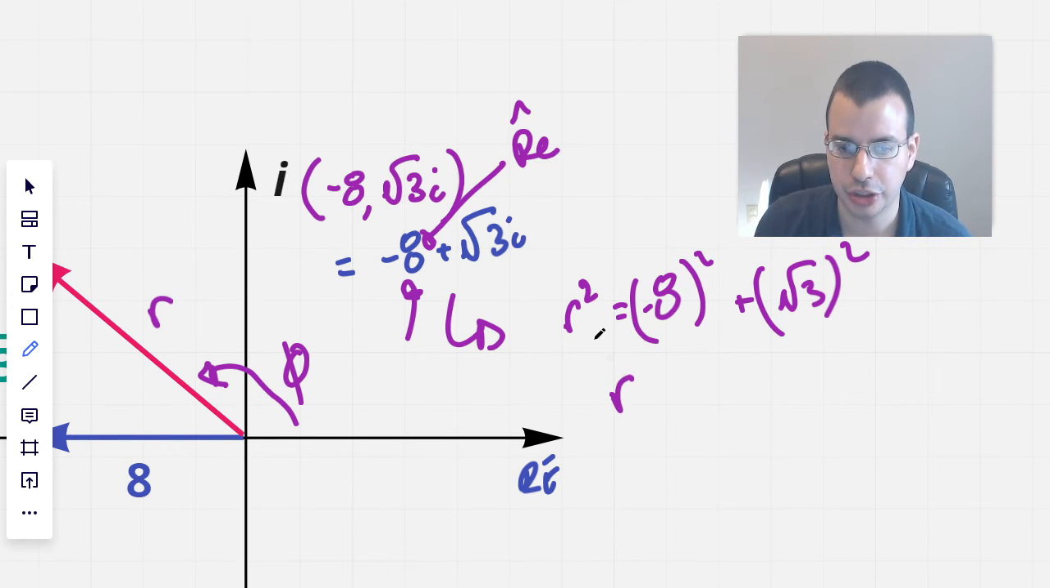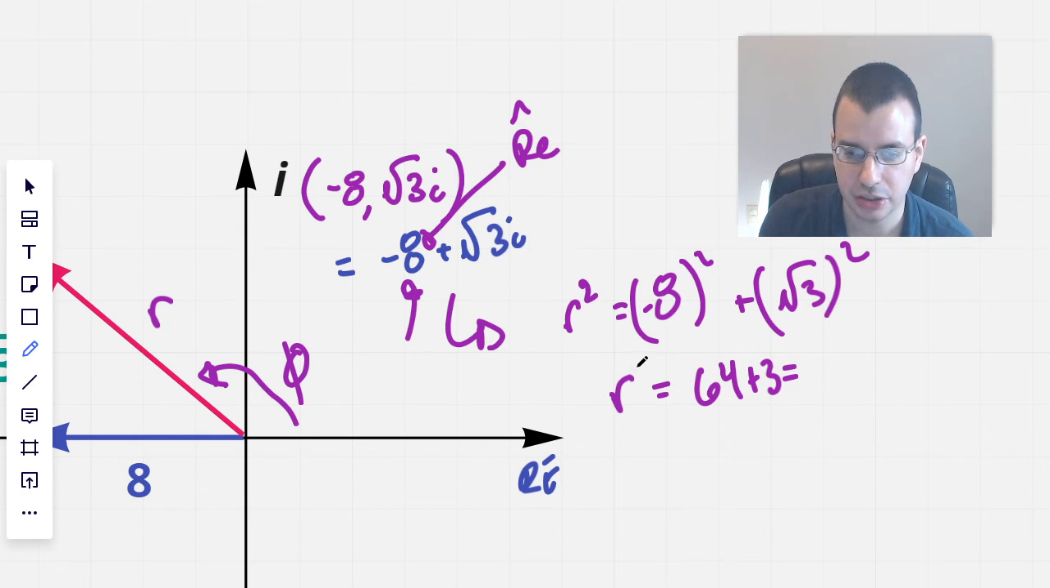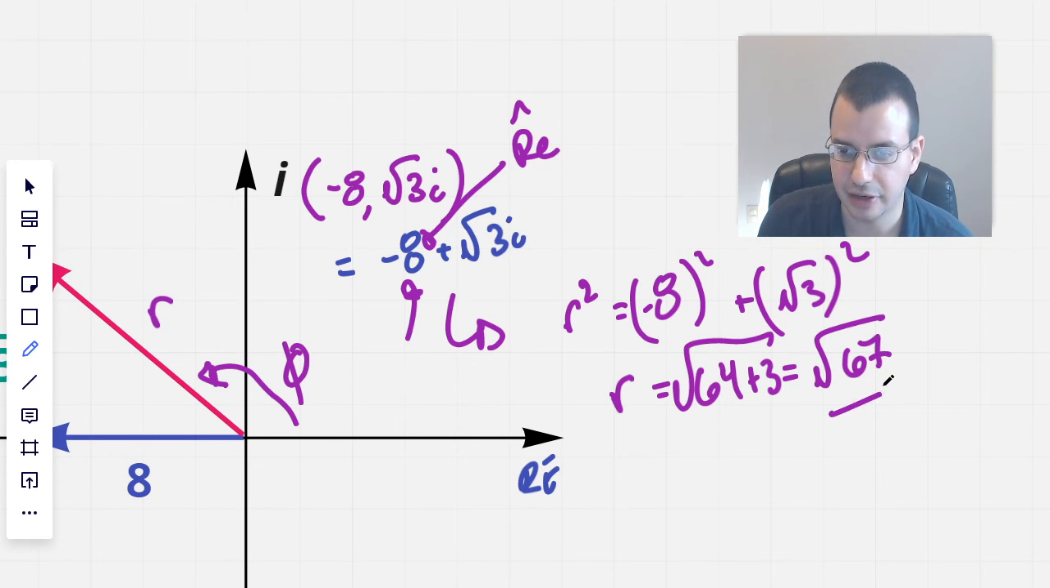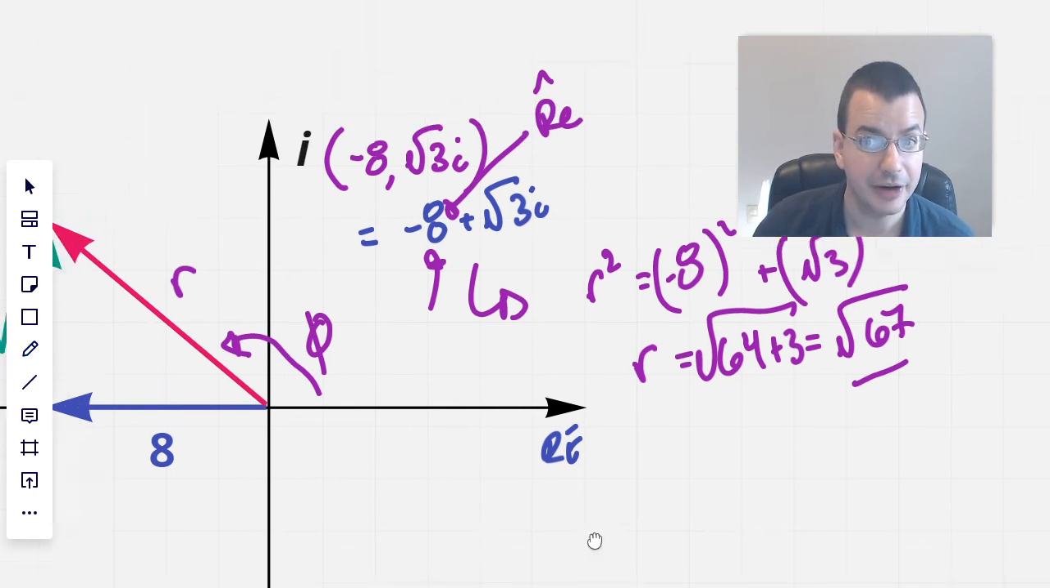So long story short, 8 squared plus √3 squared gives us 64 plus 3, which is square rooted, which is √67. Not too bad. Okay, so now we need to find the angle.